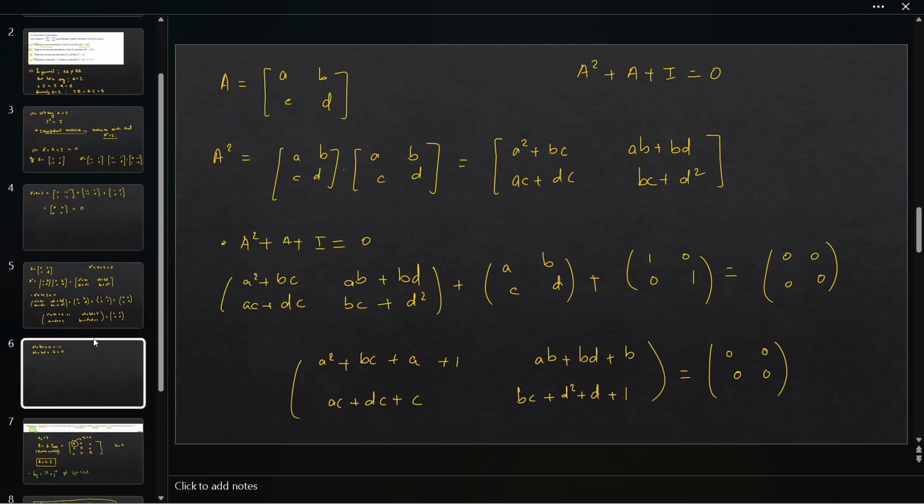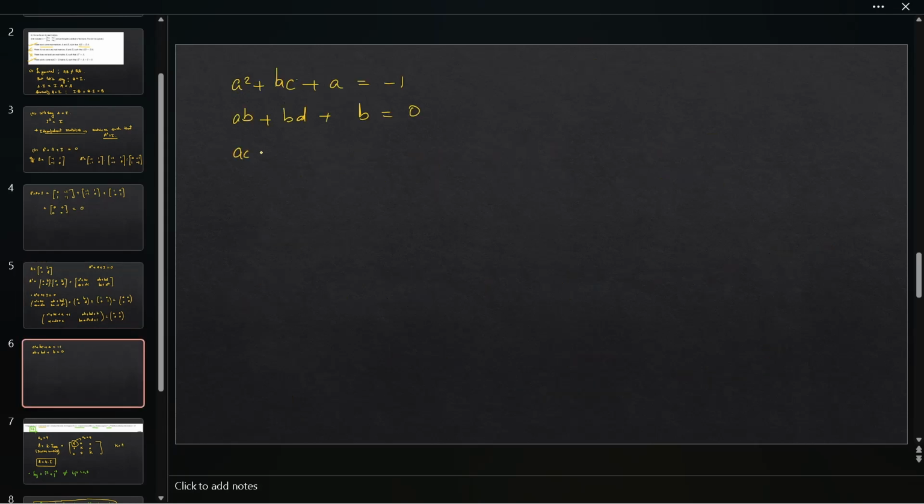Then we have AC plus DC plus C. So AC plus DC plus C equal to 0. And then we have BC plus D square plus D. BC plus D square plus D equal to minus 1 as our equation 4. So now we will have to choose the value of A, B, C, D such that all 4 equations are satisfied. So I'm starting with D equal to 0.